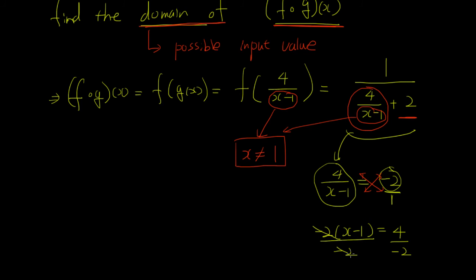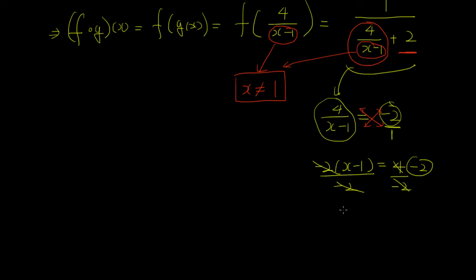Then cancel, this being negative 2. Don't forget the negative. So this would be x minus 1 equal negative 2, and x equal negative 1, right? If you move this being plus 1, and you already have negative 2, so it becomes negative 1.